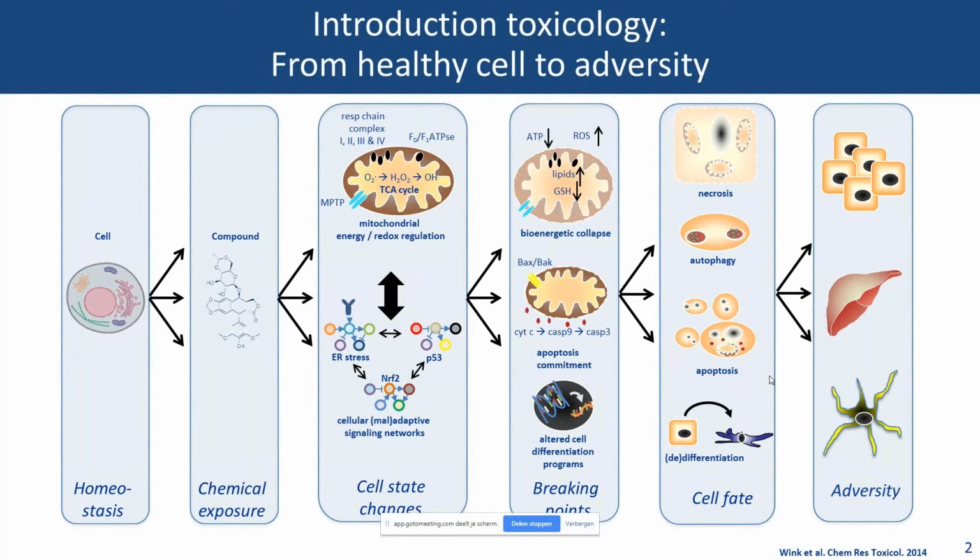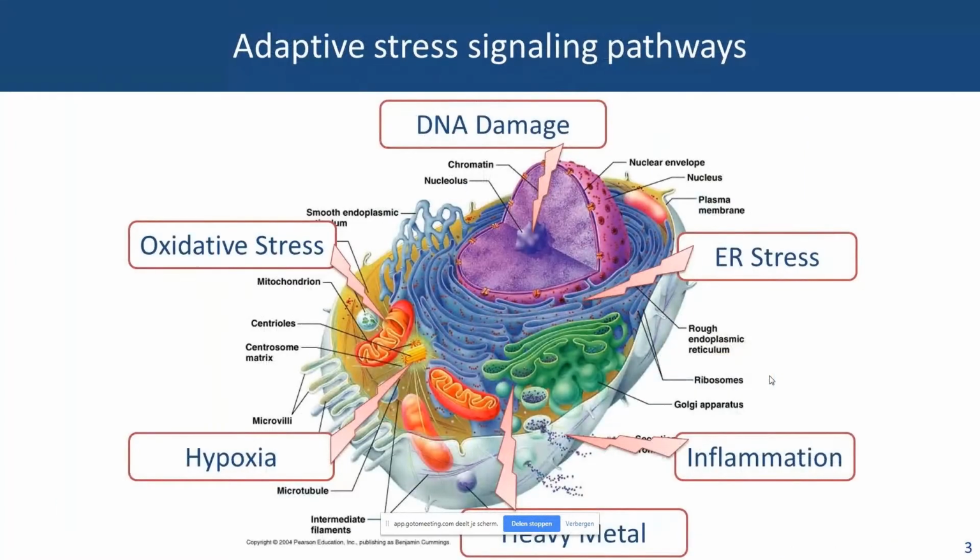Now, in Leiden, we would like to understand this whole process. I already introduced the oxidative stress pathway, but obviously there are more of these adversity stress signaling pathways, like DNA damage, ER stress, also called the unfolded protein response, inflammation, heavy metal stress, and hypoxia. These are just a couple of them, but there are way more.